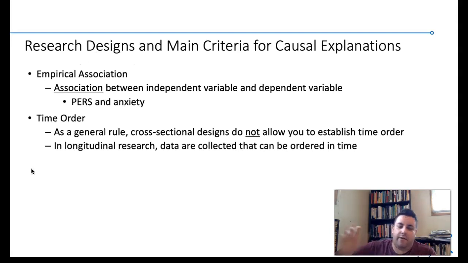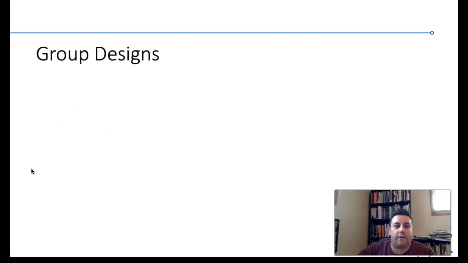There are a few others that aren't quite as important, but you have to be able to rule out other explanations, and you typically want to show a gradient. So if someone gets more of the cause, they show more of the effect. On the other hand, if someone gets less of the cause, they show less of the effect. But without satisfying these criteria, you really can't establish that one variable caused another variable.